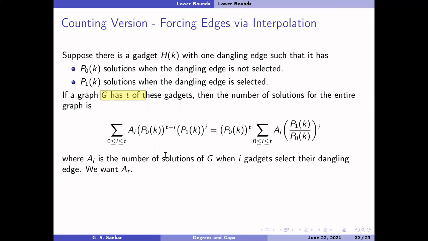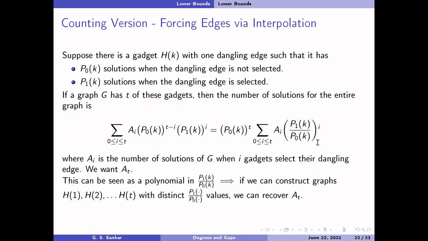So you can rearrange this term a bit, and you can get something like this. This looks familiar to us. This is basically a polynomial in this term, p1 of k by p0 of k. So what we can do is, if we can construct t different graphs, h of 1, h of 2, and so on up to h of t, with distinct p1 by p0 values, we can recover a_t. And a_t is basically what we want. a_t is the number of solutions when all the dangling edges are chosen, or rather all those edges are forced in some sense.